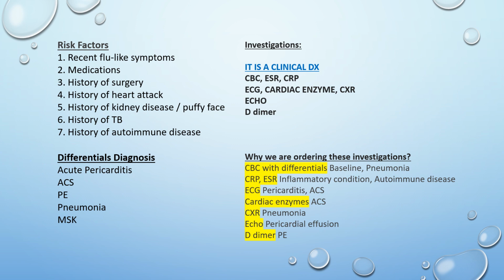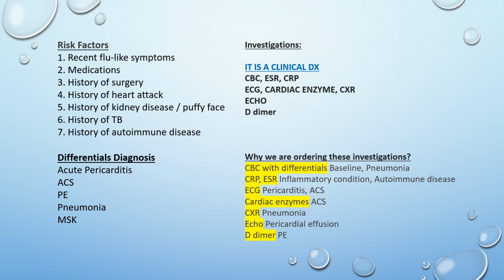Acute pericarditis is a clinical diagnosis. However, we will run some investigations to confirm our diagnosis and rule out the others. Whenever we are ordering any investigation, we need to ask ourselves how these investigations are going to help us. Let's have a quick look at this example. CBC with differentials will be a baseline investigation.